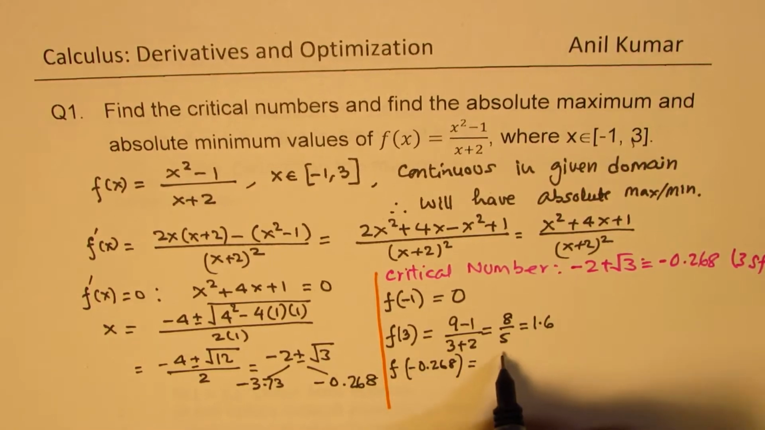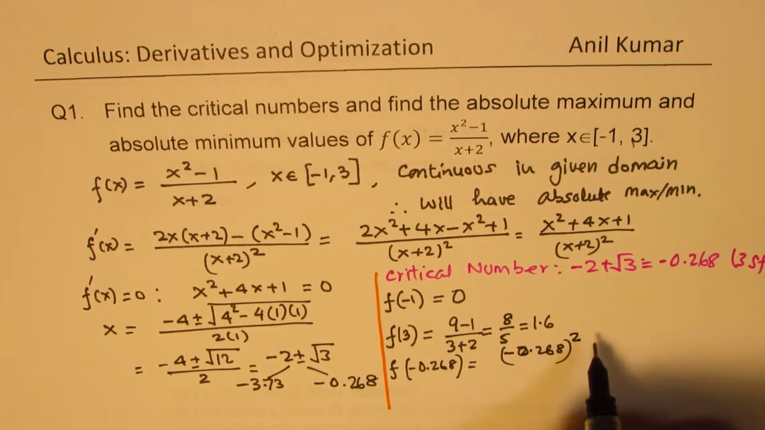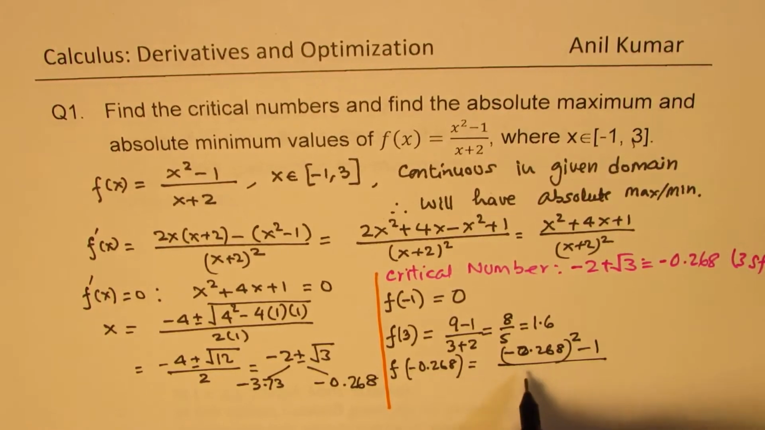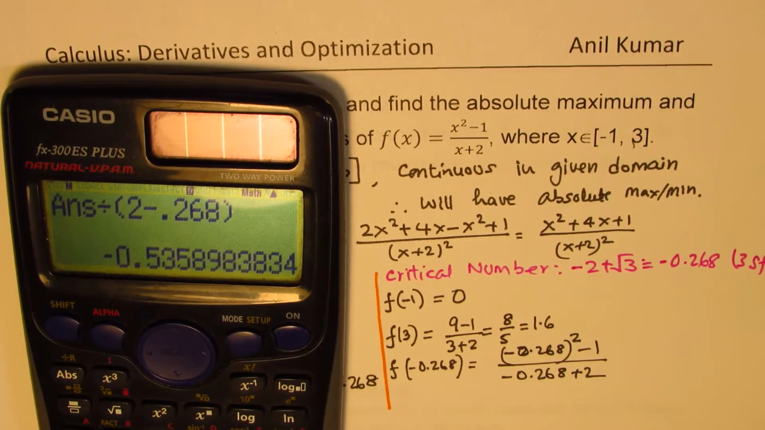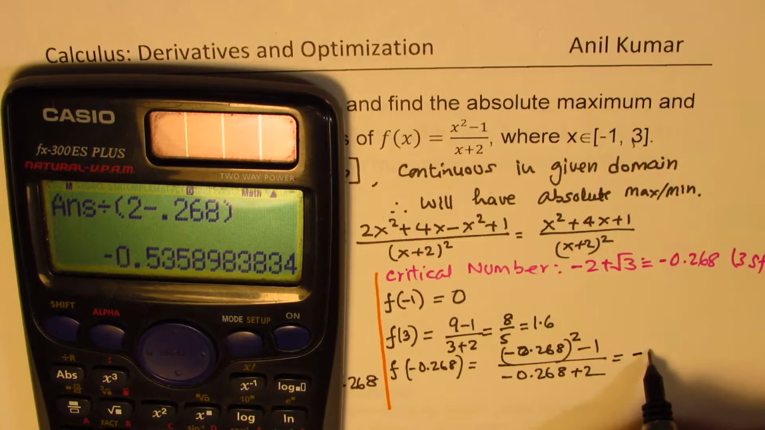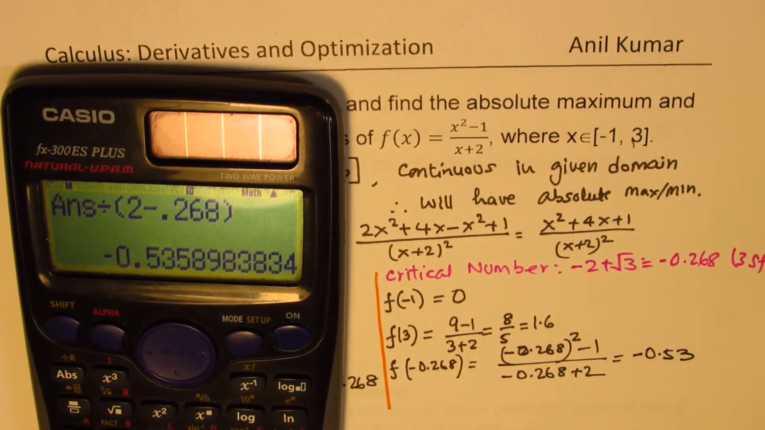So which gives us minus 0.268 whole square minus 1 over minus 0.268 plus 2, correct? So let's find this answer. Which is 0.268 whole square minus 1 divided by, within bracket, 2 minus 0.268. So approximately this is equal to minus 0.53, correct?